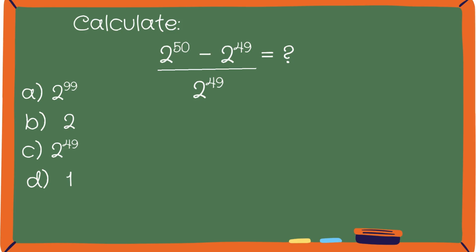Look, a simplification of an expression: 2 to the power of 50 minus 2 to the power of 49, all divided by 2 to the power of 49. Let's look at the answers. I have some options here: 2 to the power of 99, 2 to the power of 49, or 1. What will be the answer to this problem?